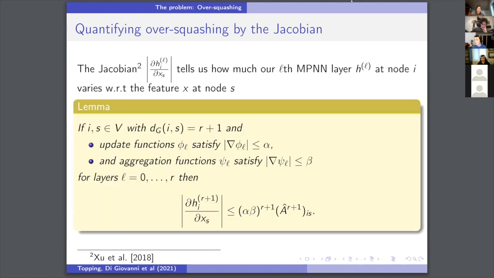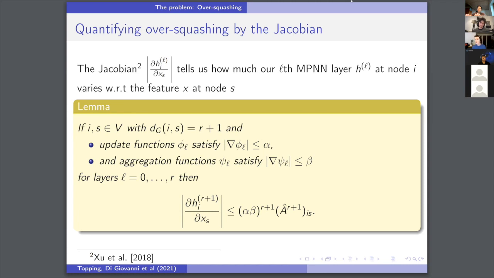If I and S are nodes in the graph with a minimum geodesic distance r+1 between them, and the update functions in your MPNN have derivative bounded above by alpha, and the aggregation functions have derivative bounded above by beta, which is always satisfied for some alpha and beta, for the first r layers, then you can see that the Jacobian between the node representation of I at the r+1 layer and the feature at node S is actually bounded above by the product of this constant term in alpha, beta, and r, and a power of the normalized augmented adjacency matrix, which is the adjacency matrix after self loops are included, and you've multiplied either side by the inverse square root of the degree matrix.